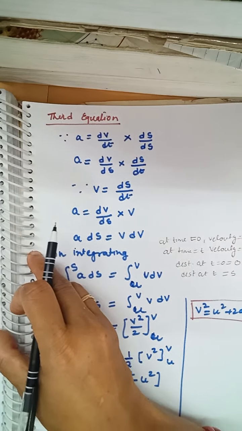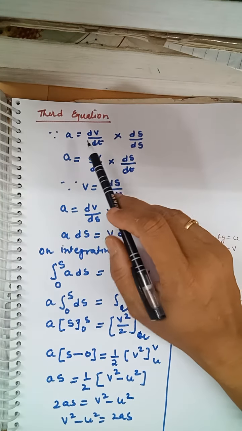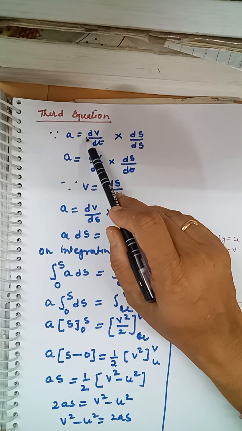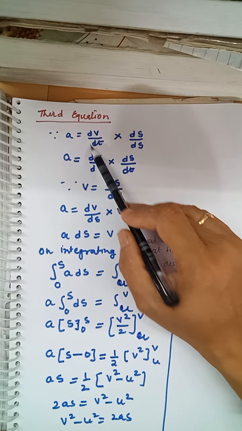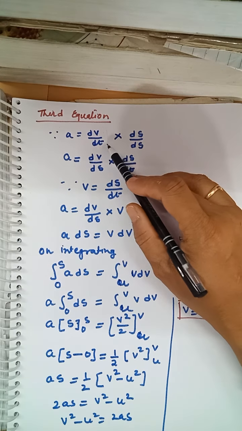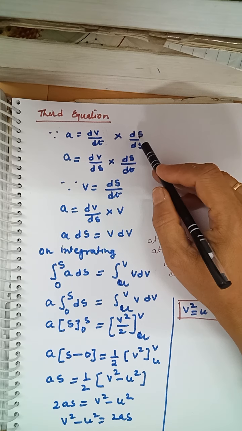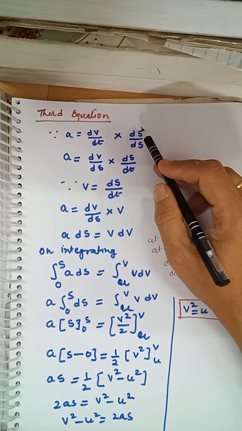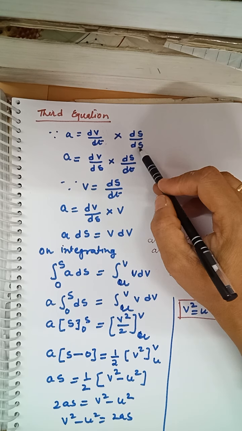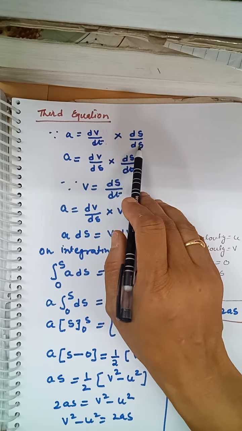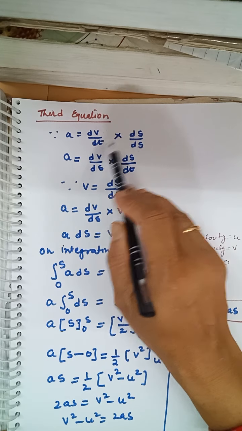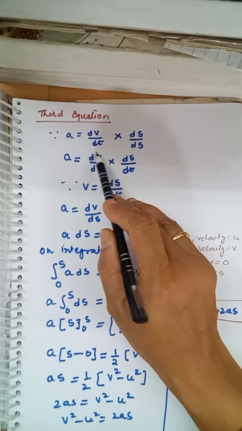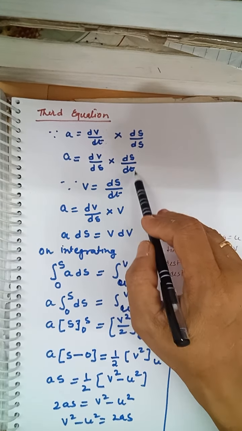So this is the second equation of motion. Now the third equation of motion. For this we are going to take the instantaneous acceleration formula, a is equal to dv over dt, in the form of differentiation. What we are going to do is multiply and divide this expression by ds, so you will write the expression like this: dv over ds and ds over dt. So you have got dv upon ds into ds over dt.